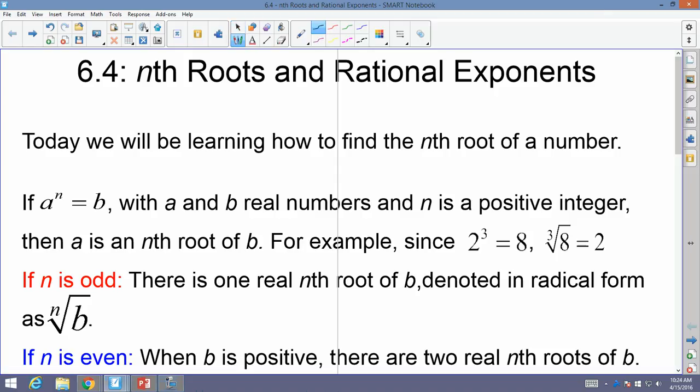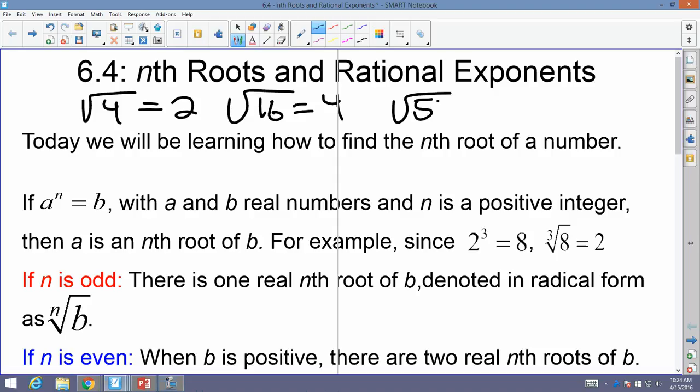Okay? A square root is this. Square root of 4 equals 2. Square root of 16 equals 4. Square root of 50, that's 25 times 2, so that's 5 square root of 2. A square root is a radical sign that has no number here. Okay? No number here. There's an invisible number there, really, and it's a 2.